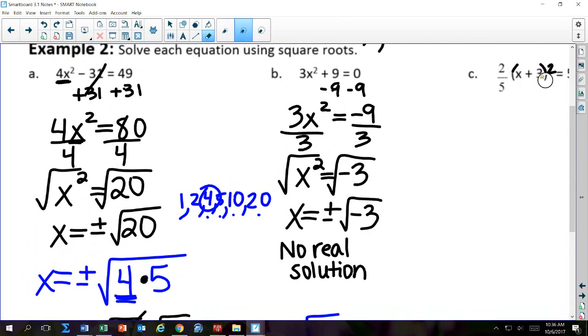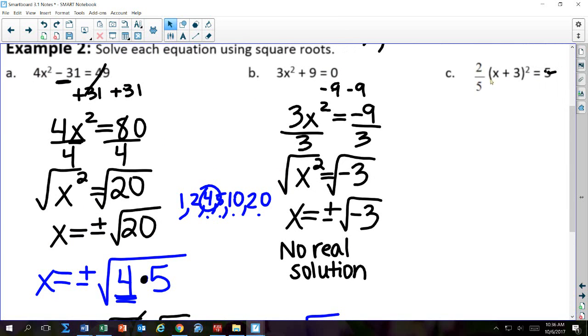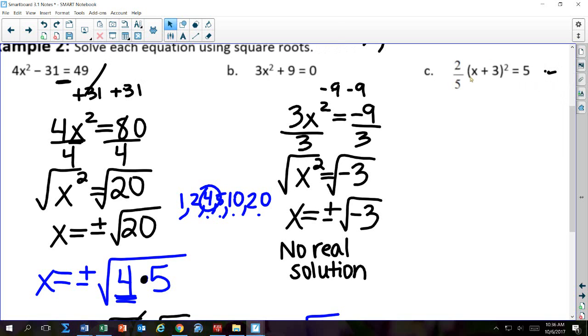And let's talk through this last example here. All right, so in this last example, this is an example where I see a quantity squared. I want to try to get that quantity squared by itself. Right now, see how there's a 2/5 in front of it? How would I get that quantity squared by itself? How do I undo multiplication by 2/5? Great, multiply by the reciprocal.